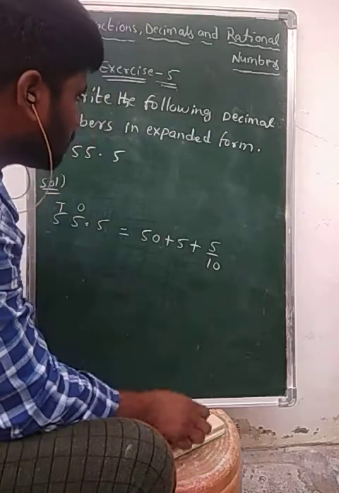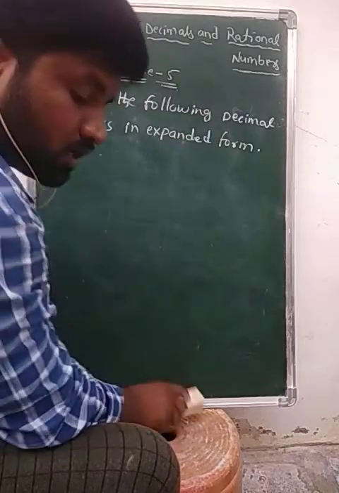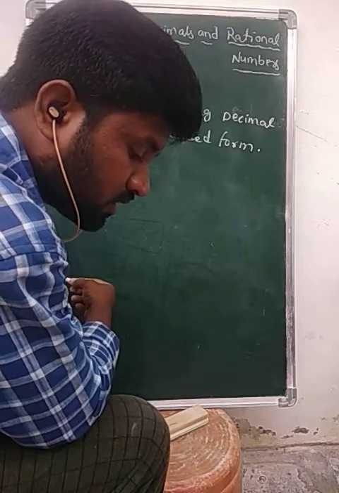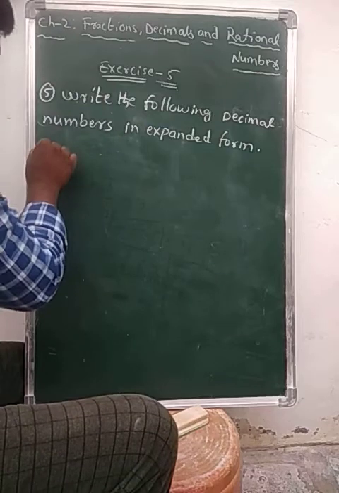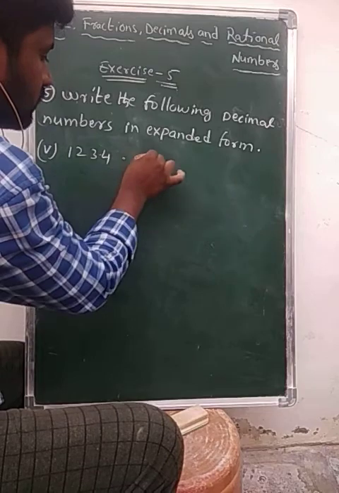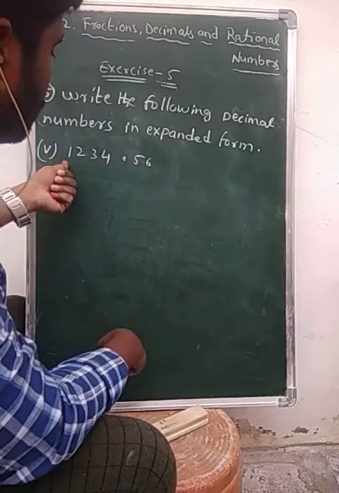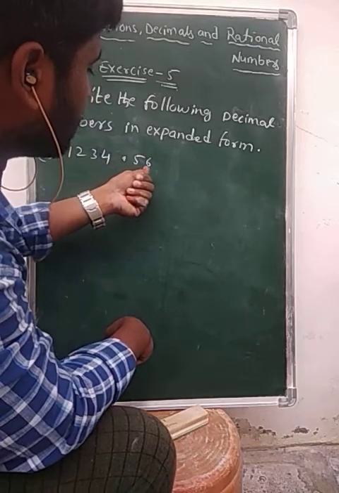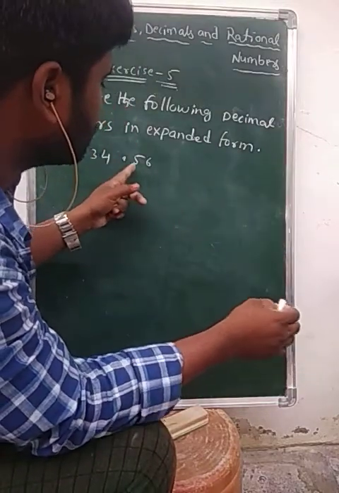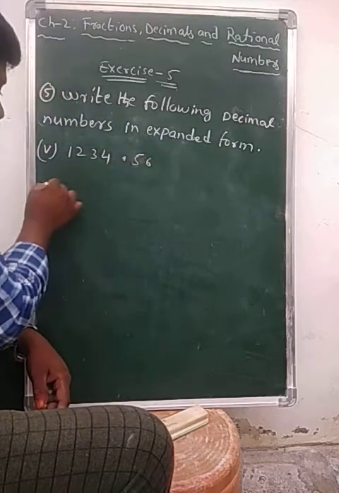Okay, now see one more question based on this model. In this same exercise, the next question is given in the fifth question: 1234.56. Okay students, so this is the given question. After the point, you just read it as the digits 56, and not read as fifty-six. Now see its expanded form.